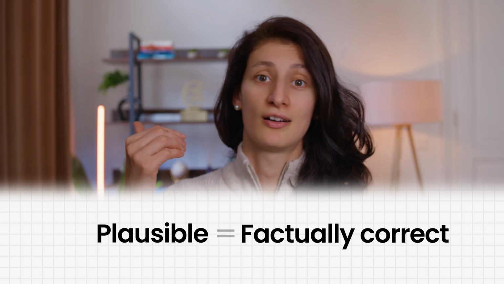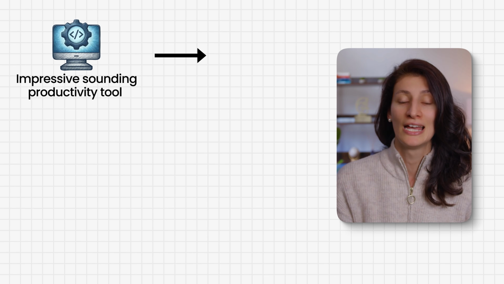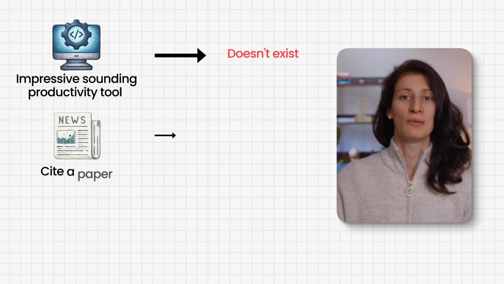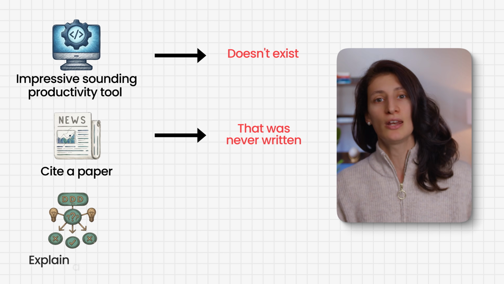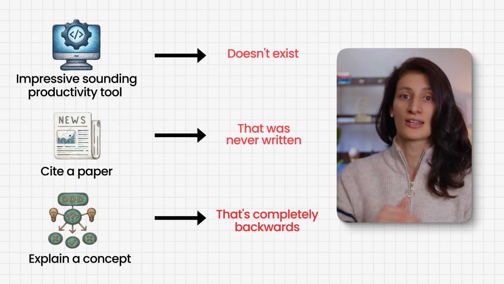Not wrong because it guessed it, but wrong because the model is always trying to produce a plausible sounding next token. Remember, we said LLMs are really good at predicting the next plausible text, but it doesn't know what's factually correct and what's not. And plausible and factually correct are not the same thing. So it might suggest an impressive sounding productivity tool that doesn't even exist. Or it might cite a paper that was never written. It might explain a concept with super high confidence and get the most important details completely wrong.